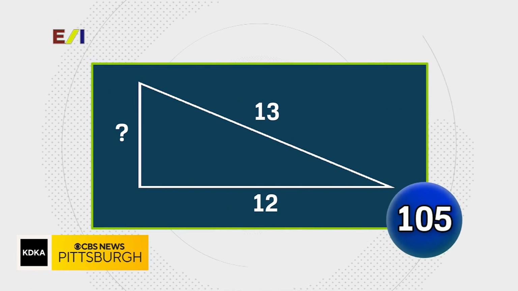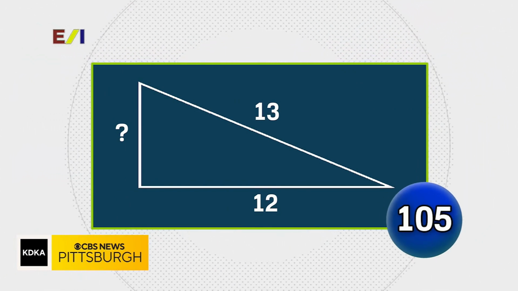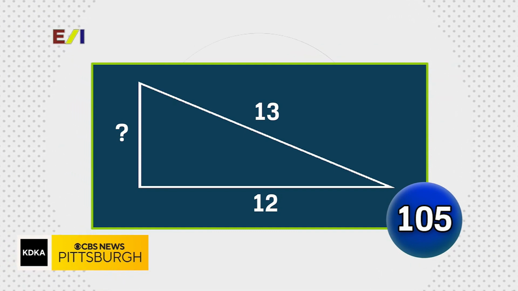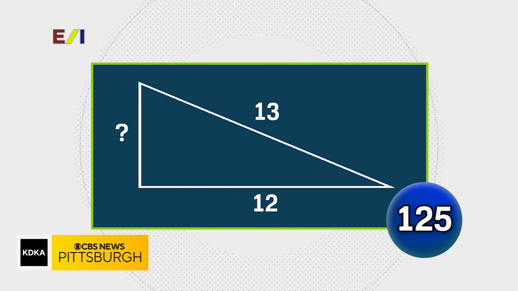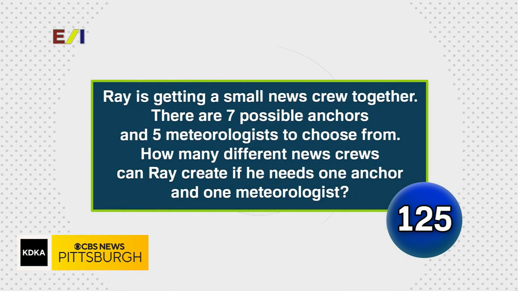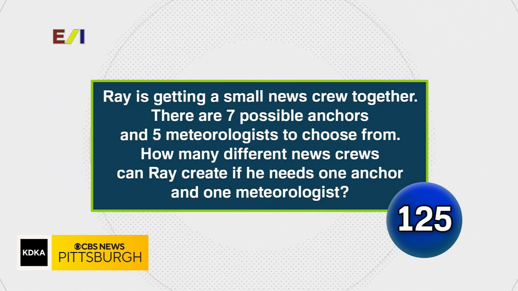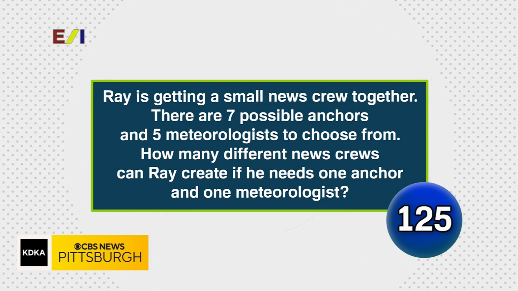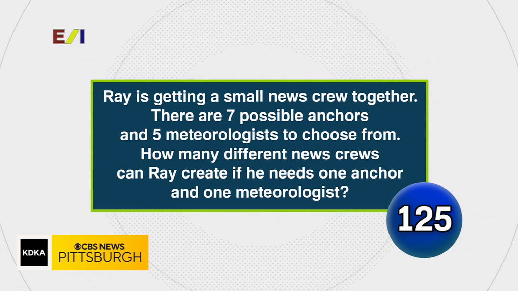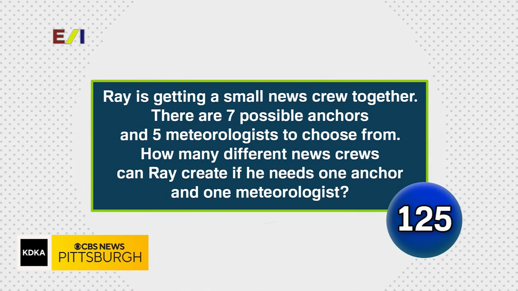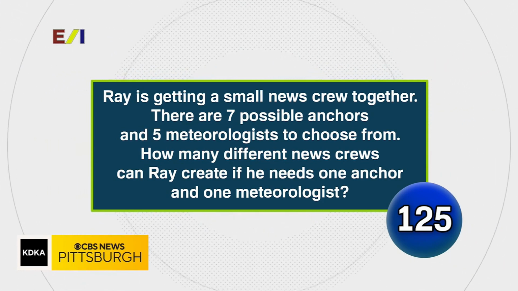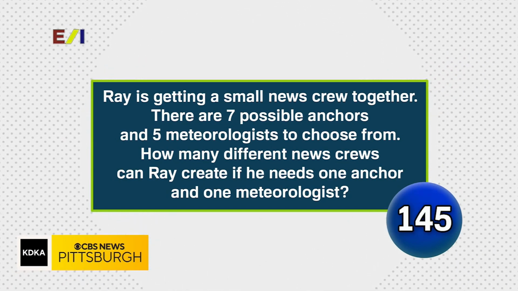Bentworth, here we go with your first Math Time question. What is the length of the missing leg? 5. 5 is correct. Here's your second question. Ray is getting a small news crew together. There are 7 possible anchors and 5 possible meteorologists to choose from. How many different news crews can Ray create if he needs 1 anchor and 1 meteorologist? 35. 35 is correct. You added 40 points, Bentworth, taking you up to 145 points. Very nicely done.